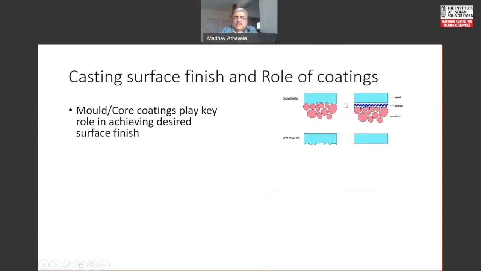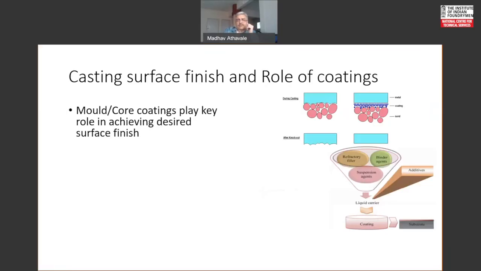When there is a coating layer present, the filler particles will get in between the sand pores, plus there will be a layer on the top of the mold. So a smoother surface will be offered to the metal. As a result, the casting will have a smoother face as compared to the little more rougher, jagged surface appearance.